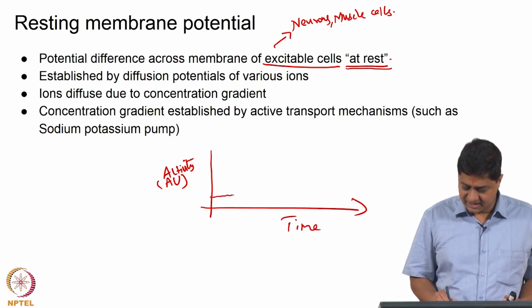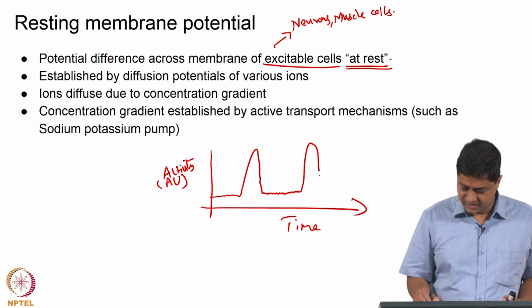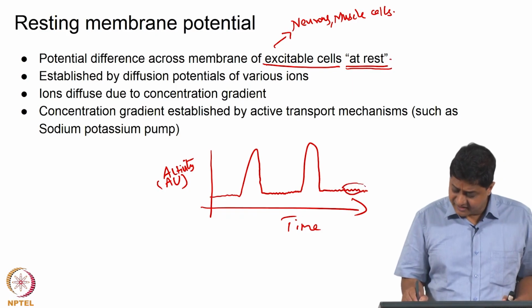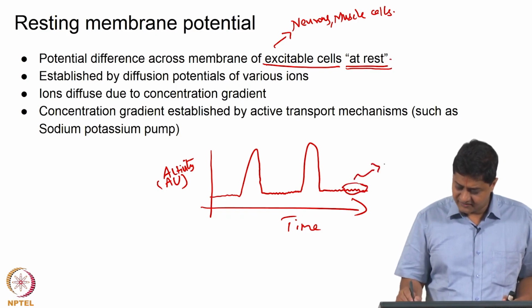If this is baseline activity, then there is a greater amount of activity, and then it reduces, and then you are back in baseline activity, and then there is another bout of action, and then you are back to baseline activity. Note, there is always activity, except that the amount of activity is much greater than this baseline activity.